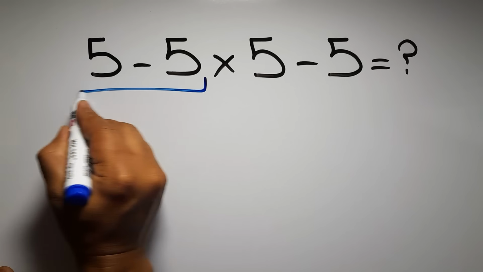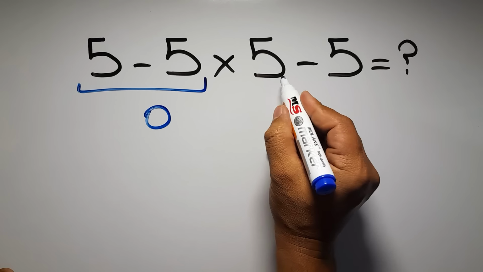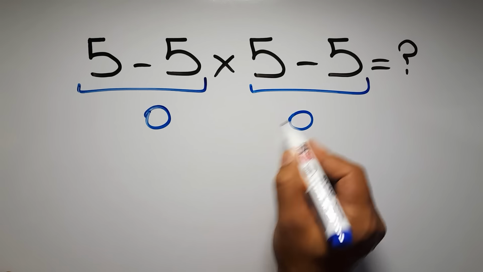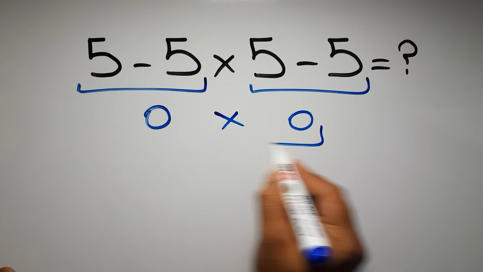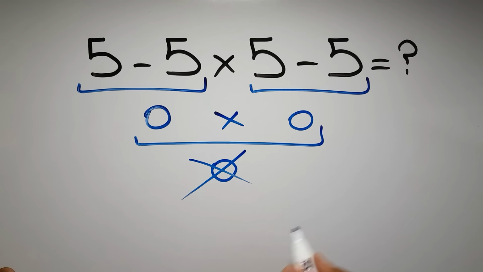5 minus 5 gives us 0. And again here we have 5 minus 5. So 0 times 0, which equals 0. But this answer is not correct.